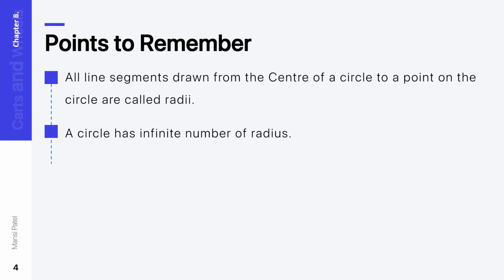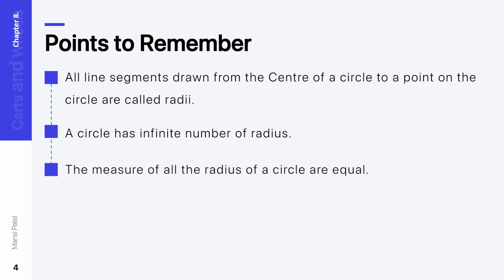A circle has an infinite number of radius. Infinite number of radius means what? There are many radius in the circle. Why are there many radius in the circle? Because a circle has a very large number of points and it has only one center, so you can draw many line segments, many radius, infinite radius. Therefore we can say that a circle has an infinite number of radius. It means in a circle there are many radius, you can't count them.